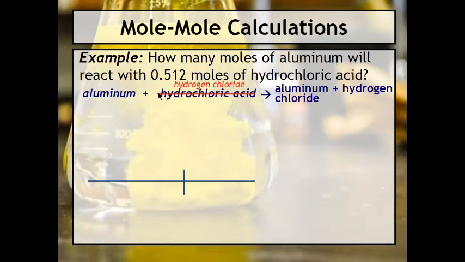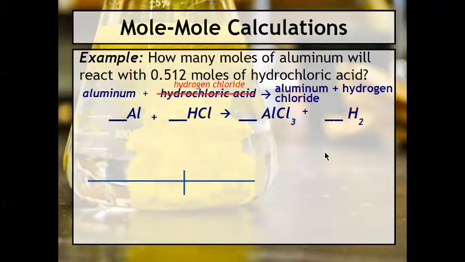But regardless, you're going to have a single replacement reaction where the aluminum replaces the hydrogen. You get aluminum chloride plus hydrogen. So we have aluminum. We're adding HCl, which is hydrochloric acid. And we're getting aluminum chloride. There, notice the 3 on the chlorine because of the charges with aluminum and chlorine, plus 3 and minus 1. And the H2 from hydrogen because it's diatomic.